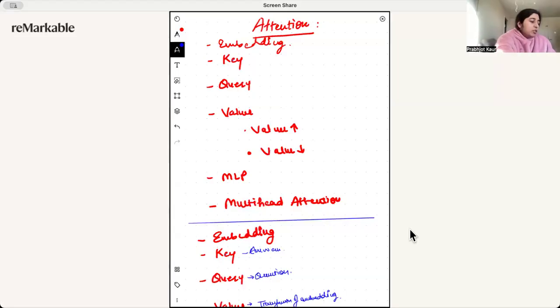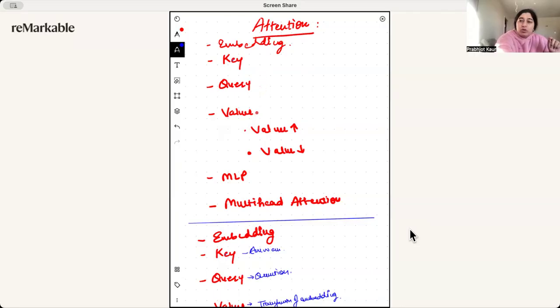Hi. Attention. So, what are the main components of the attention? The first is embedding, second is key, and query, and so on. So, first, what we do is we embed our data into some embeddings, which means we bring the whole data into some space, and then key, query, and value are the matrices which will decide the relationships between those data points that you have encoded.